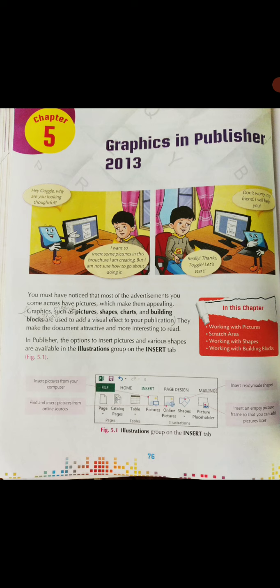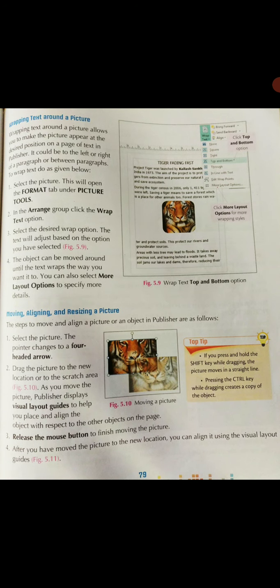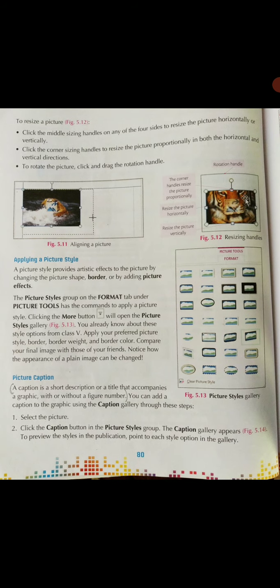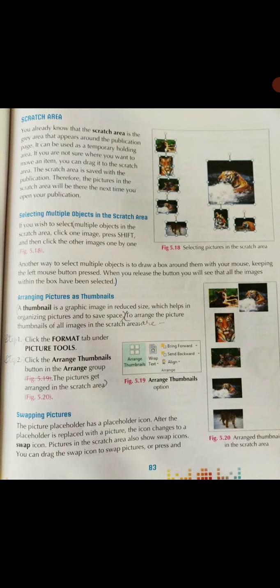So we were in the middle of the chapter, as we have not completed it, and the name of the chapter was Graphics in Publisher 2013. Students, in my last class I explained how we can wrap text as well as move, align and resize a picture. Then picture captions, applying a picture style, and how we can use a background in your picture. Regarding my last day's explanation, I think no one has any doubts.